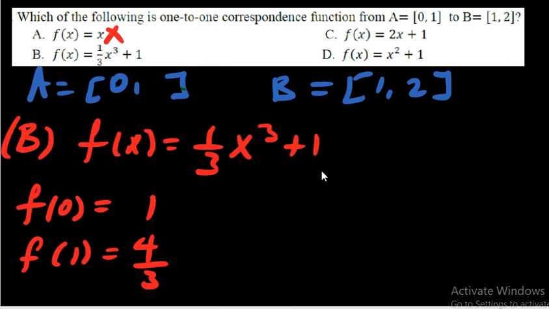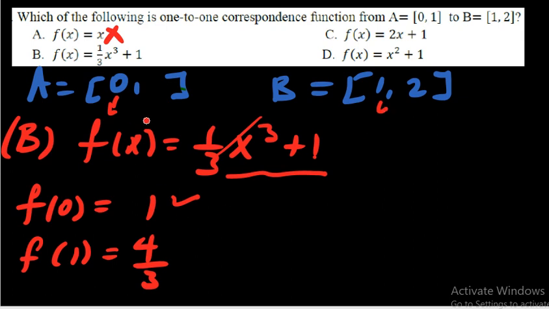The second one, b, the function f of x is equal to 1 over 3 x cubed plus 1. If you take the minimum input 0 and substitute 0 here, what will happen? This is going to be 0 and then 1 remains. That is the minimum outcome. It fits with b.